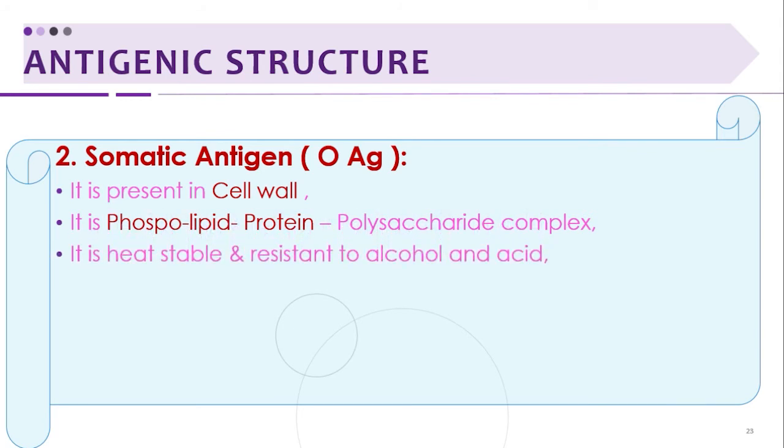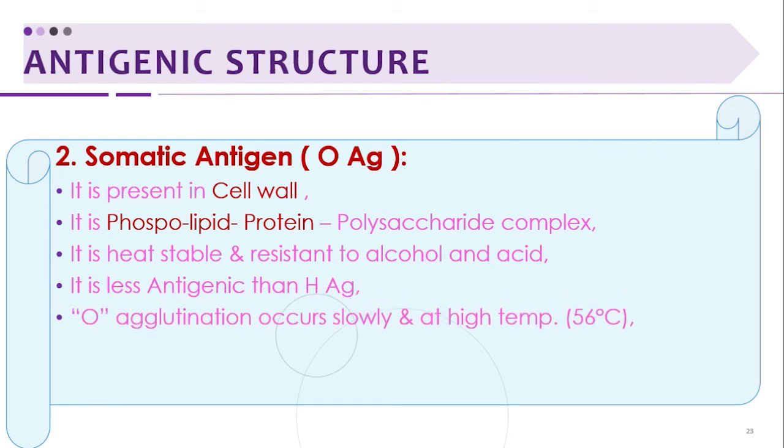While the earlier one, the H antigen, was heat labile, this one is heat stable, and it is also resistant to alcohol and acid. The most important character is that it is much less antigenic compared to the H antigen, which is highly antigenic. O agglutination occurs very slowly and at high temperature, that is at 56 degrees centigrade, while the H antigen reacts very fast and at 37 degrees centigrade.